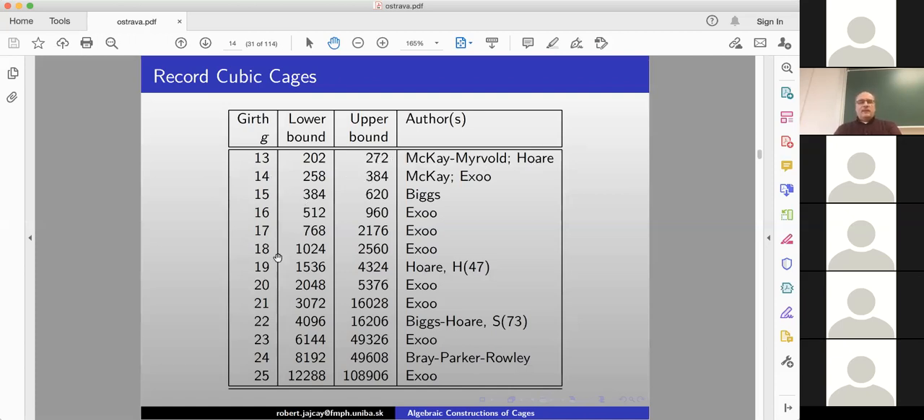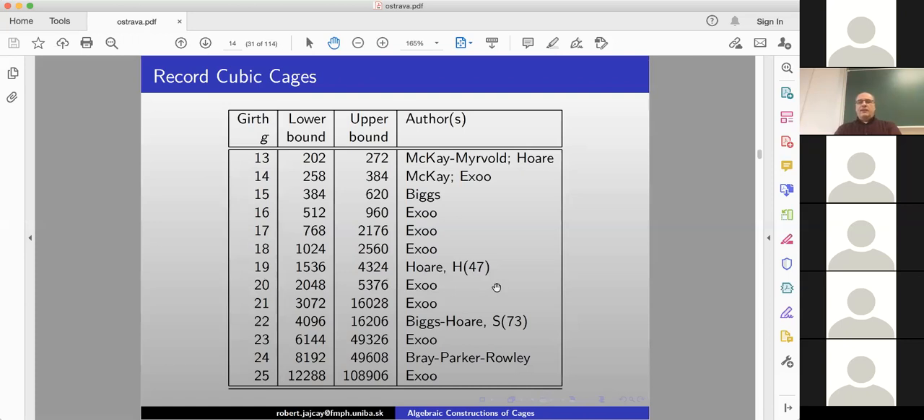And that's basically how all the lines appear for the graph. For instance, for girth 20, the smallest graph that anybody has found is due to Jeff Exoo, my colleague from Indiana State. And his graph is more than twice larger than the lower bound. So it's very far from the hypothetical lower bound.